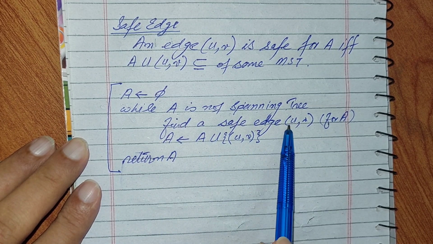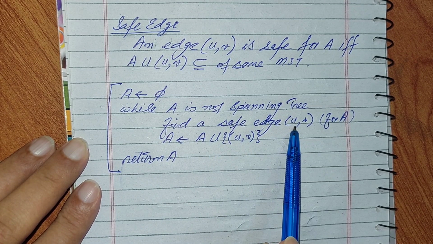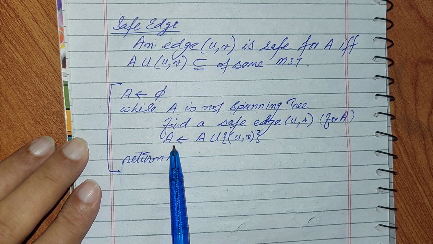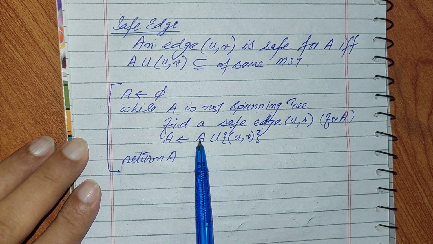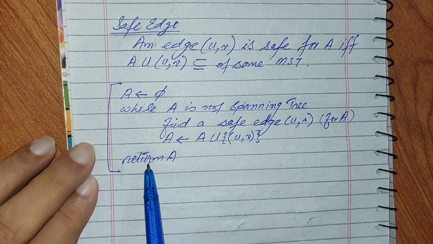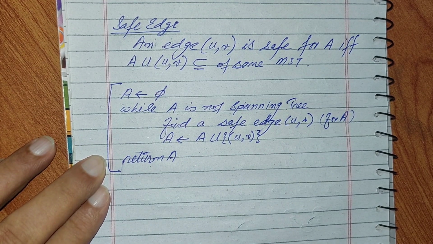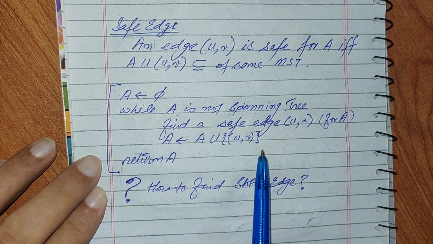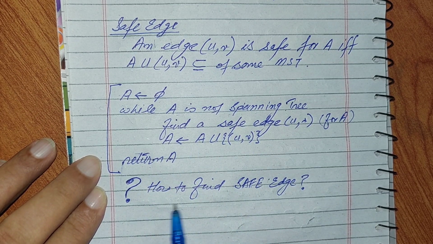Find a safe edge UV. We need to find a safe edge for this spanning tree, and if it is a safe edge, then we will add this edge into this set A, and finally at the termination of this loop we will return a spanning tree that is named A. The main question in this algorithm is how to find this safe edge.